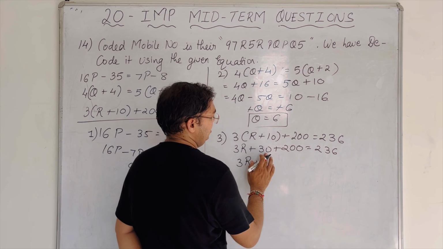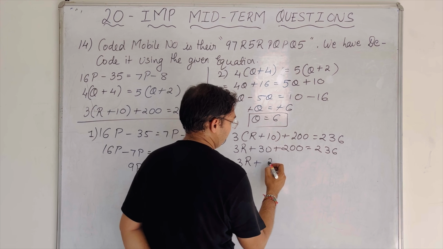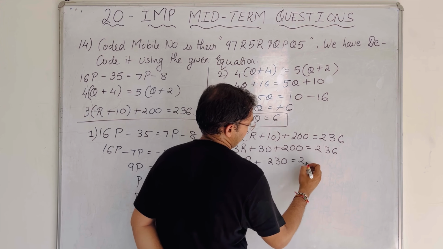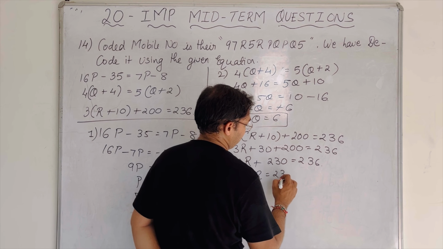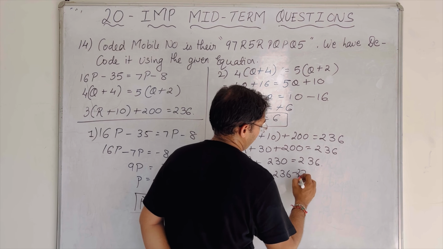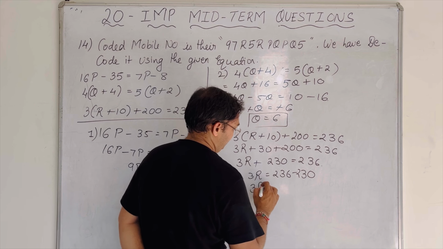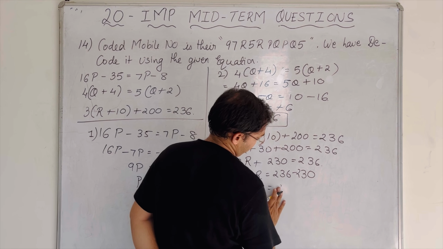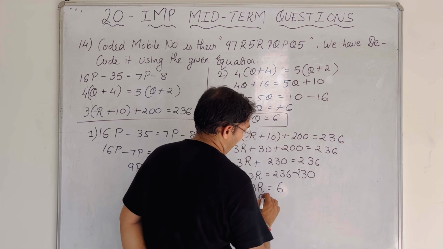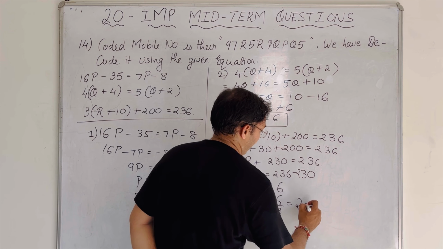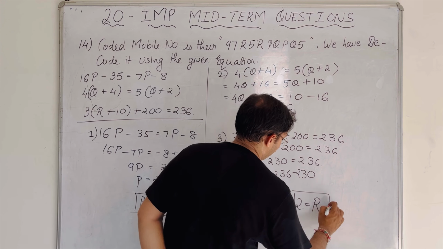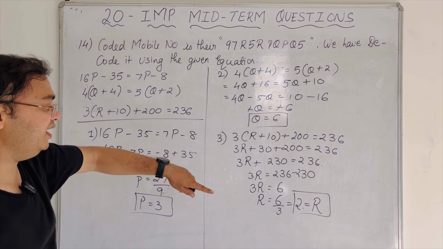3r plus 30 plus 200, so 230 is equal to 236. So 3r is equal to 236 minus 230, so 3r equals 6 only. So r is equal to 6 upon 3, which is equal to 2. So we found the values of the variables p, q and r.